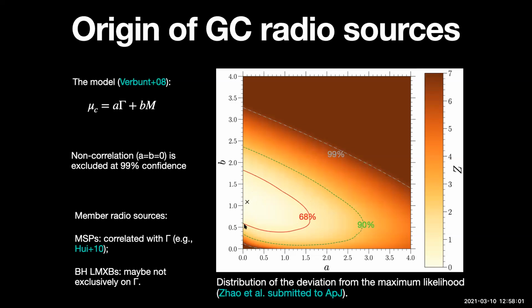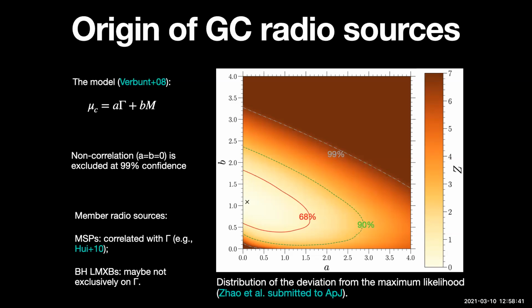We also have confidence contours plotted in the parameter space. So as you can see, non-correlation, which corresponds to A equals B equals 0, is excluded at 99% confidence. So that means there's at least some dependence on either gamma or the total mass of the globular cluster, or both. So we know that member radio sources in globular clusters could be millisecond pulsars and mostly black hole low mass X-ray binaries. Millisecond pulsars have been studied intensively in the past, and the millisecond pulsar population is correlated with gamma, the encounter rate.